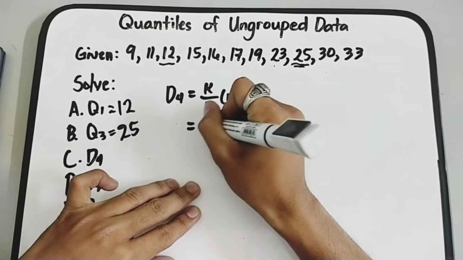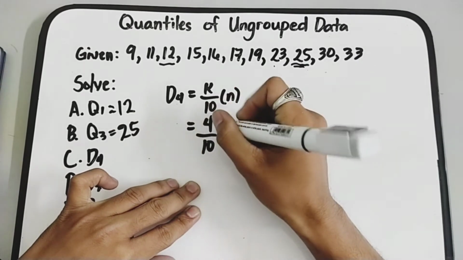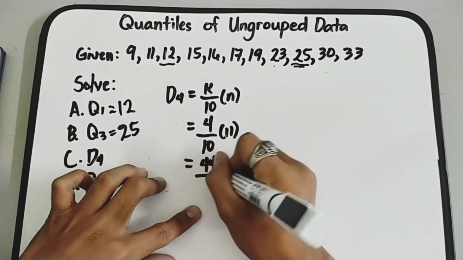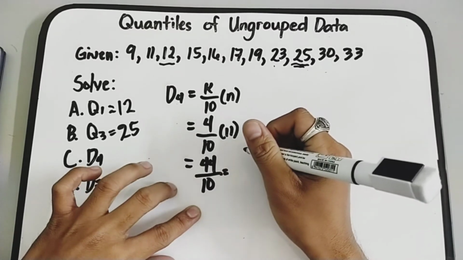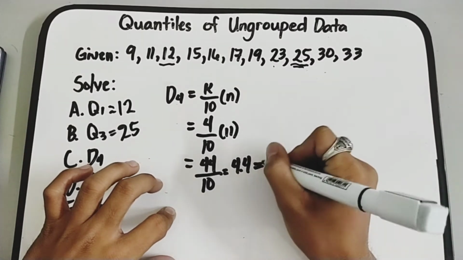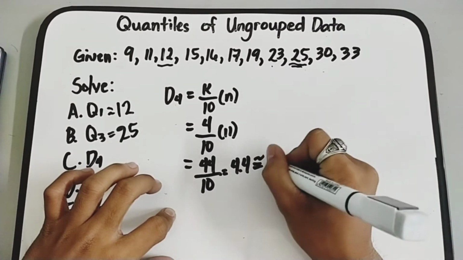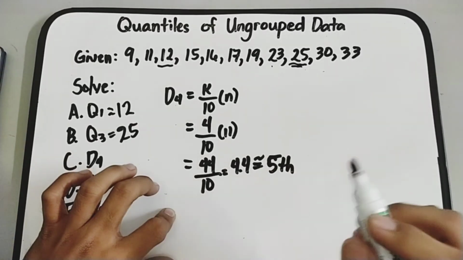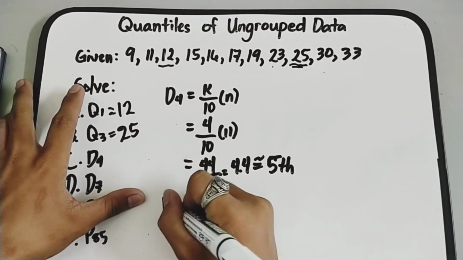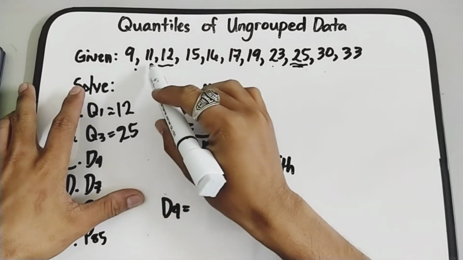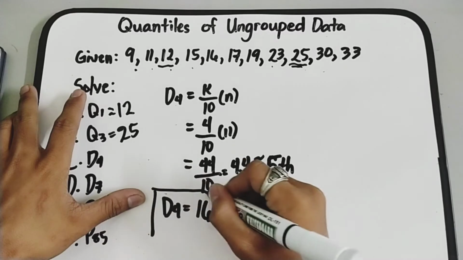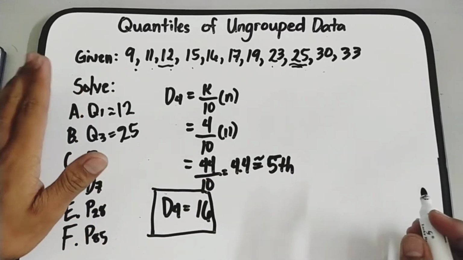So, we have 4 over 10 times 11, which is our total number of sample. We have 44 over 10 is equals also to 4.4. Again, kailangan nating mag-round up. Therefore, this is congruent to 5 or pang fifth. Kasi nga po, again, round up. 4.4. And then, hanapin na natin ngayon yung ating pang fifth distribution. So, we have 1, 2, 3, 4, 5. Therefore, our decile 4 is 16. Okay, 16 yung ating decile 4.